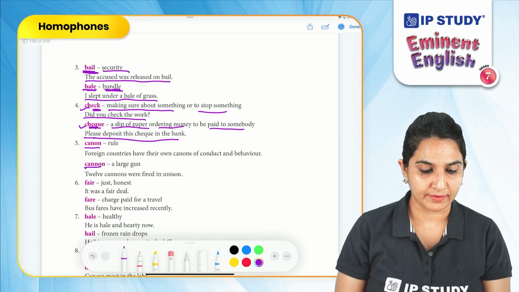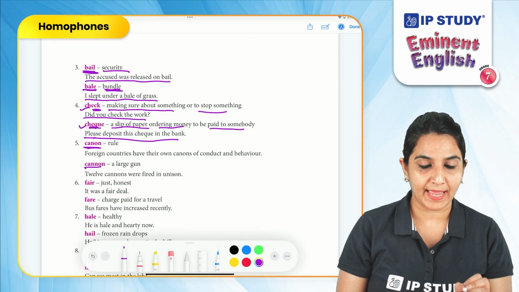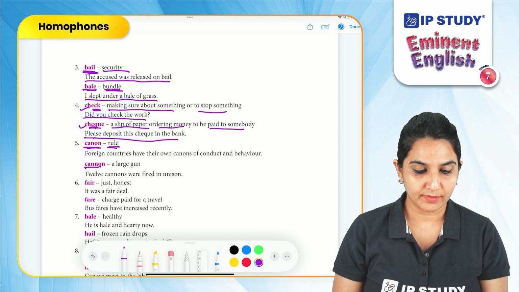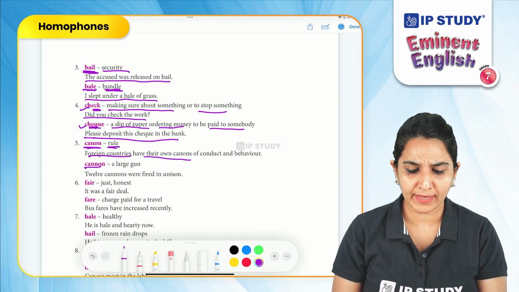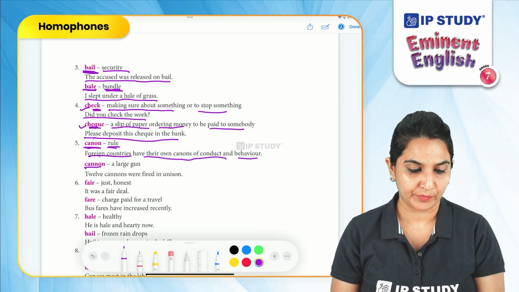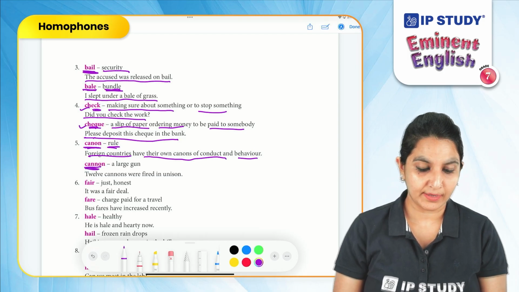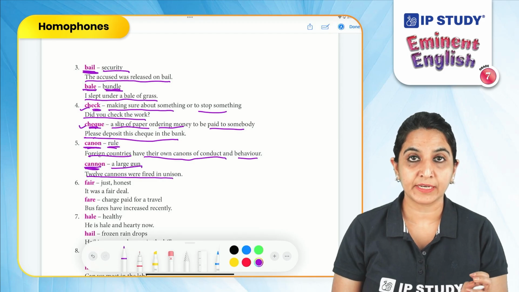Canon. This canon with a single N means rule. Foreign countries have their own canons of conduct and behavior. This cannon with a double N means a large gun. 12 cannons were fired in unison.